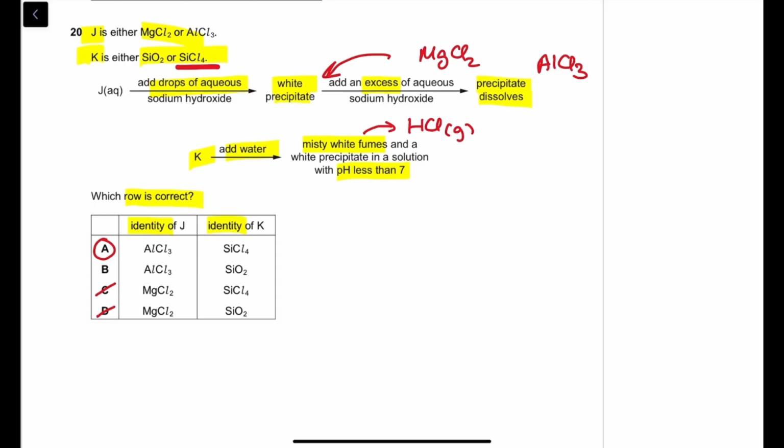Now to just clarify a few more things, this white precipitate would be the silicon dioxide precipitate formed. The pH would be less than 7 because the hydrogen chloride formed can dissolve in the water to give an acidic solution. And with silicon dioxide, it is not going to react with water at all. So we don't see a white precipitate, we won't see an acidic solution, but it itself is an acidic oxide.